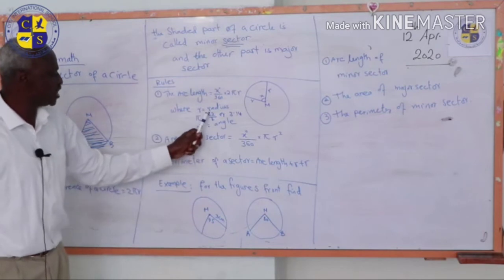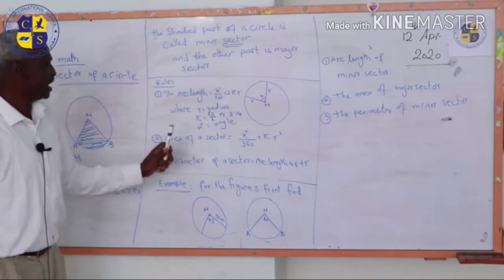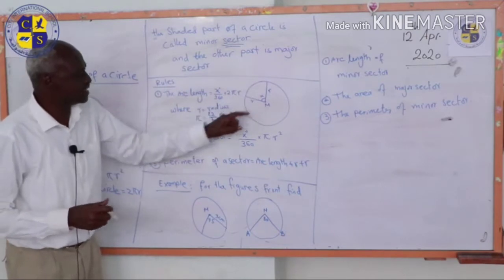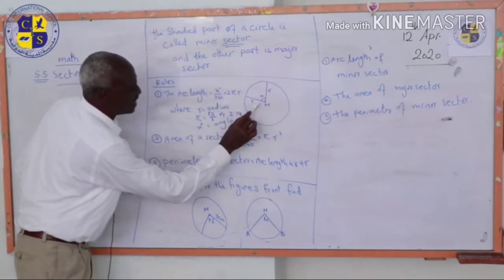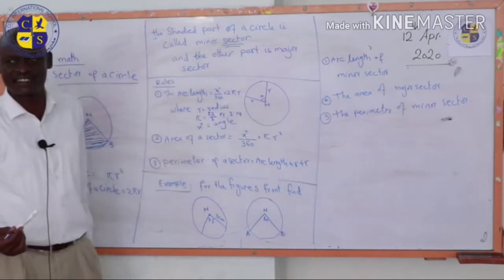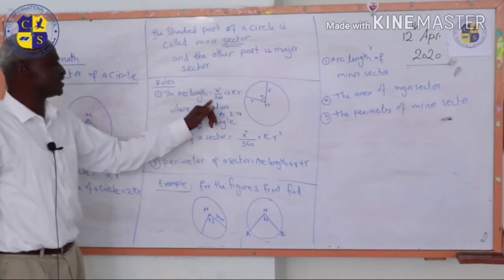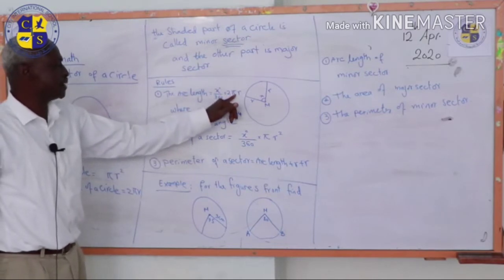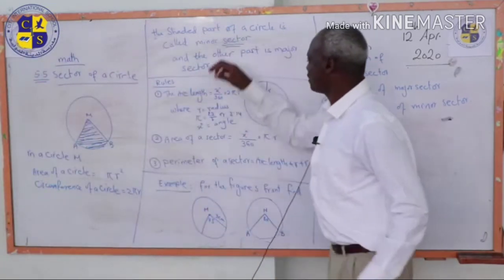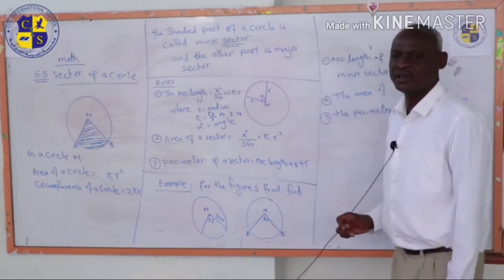Pi is equal to 22/7 or 3.14. X is an angle here, the angle of the sector. For the major sector, the angle will be the other angle, which is called the reflex of x. So the arc length is x over 360 multiplied by 2 multiplied by pi multiplied by r. If you want to calculate the arc length, just substitute the value of x, the value of r, and the value of pi.